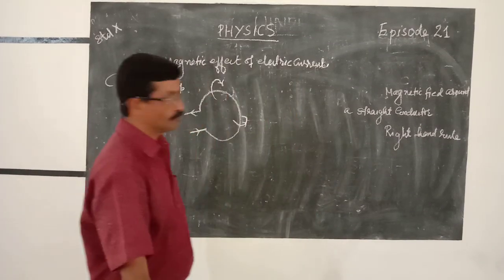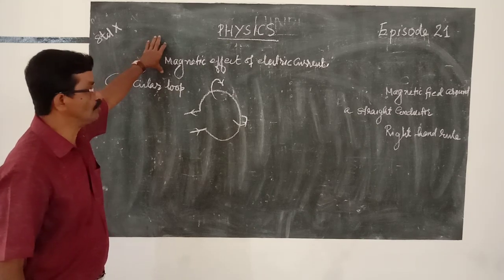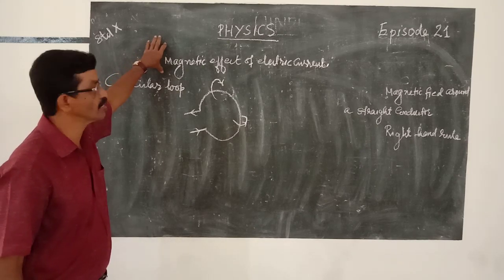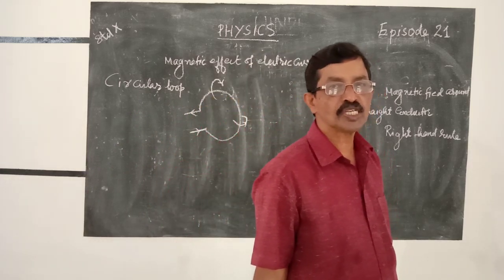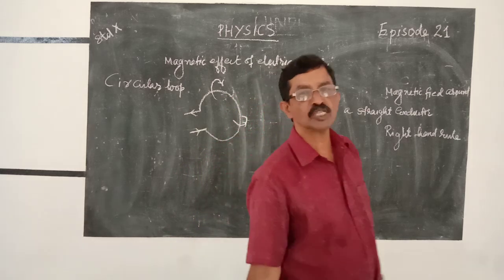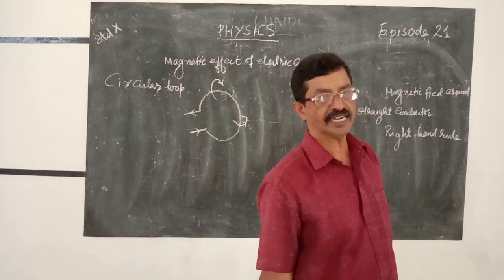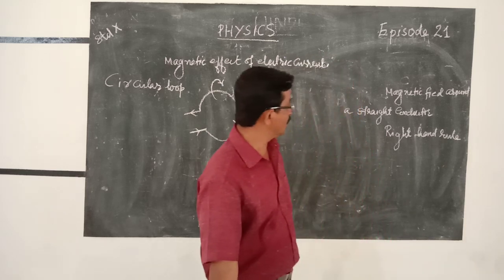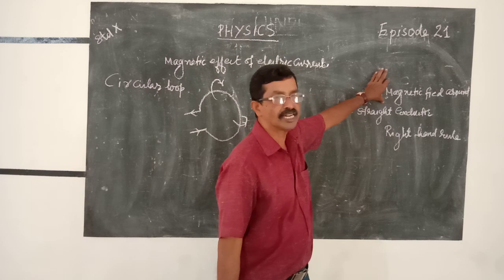To our next episode about magnetic effect of electric current. In our previous class, we discussed how magnetic field is produced in a current carrying straight conductor. That means the magnetic field produced around a straight conductor.